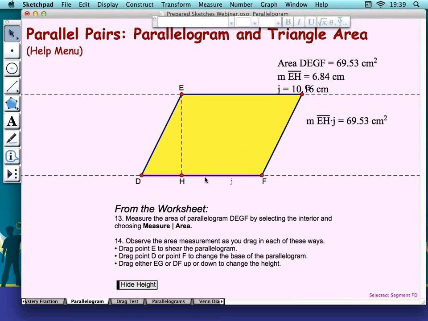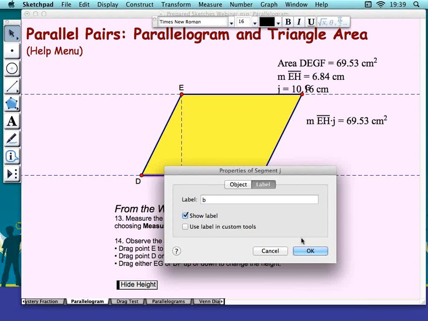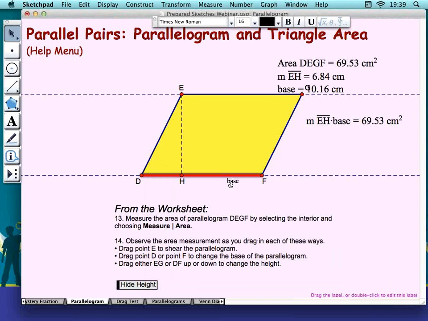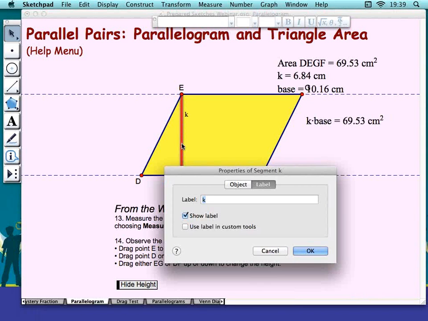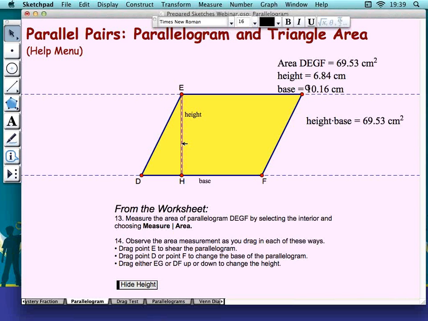You may also like to change the label of the base of the parallelogram to call it base, and to change the label of that vertical line to the height, so that we end up with a formula that indicates we want to take the height times the base. Okay, so that's parallel pairs.